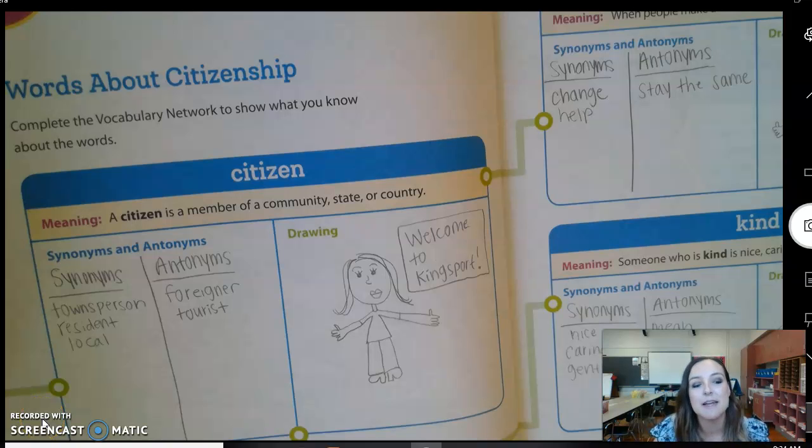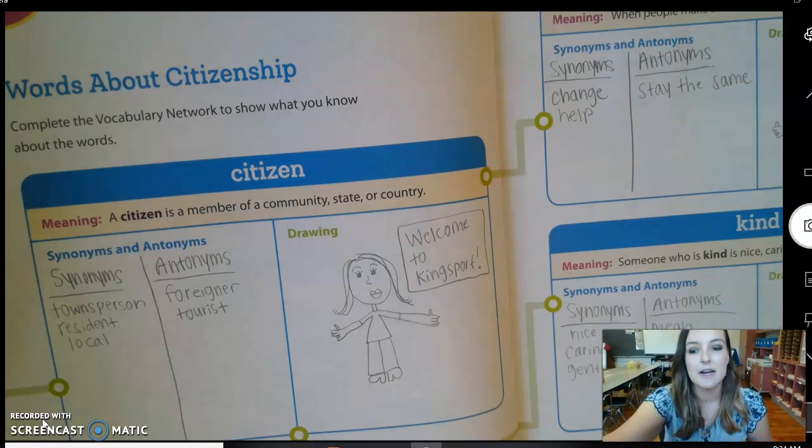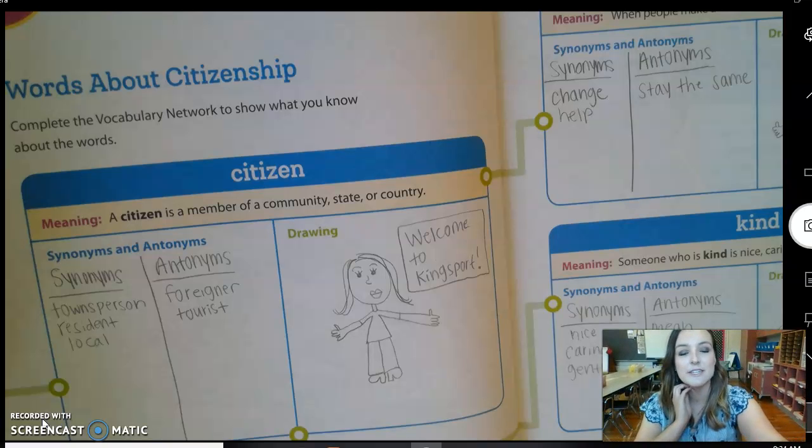I hope you had some time to do pages 10 and 11 in your My Book, and I wanted to show you what I came up with. We were supposed to take each word and write synonyms and antonyms of each word, and then also a drawing. So you can see on my screen, I just made a column for synonyms and antonyms.